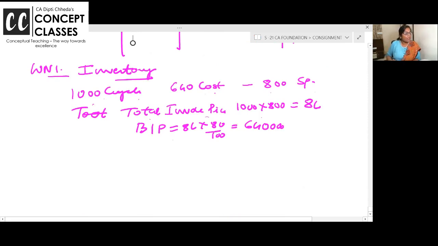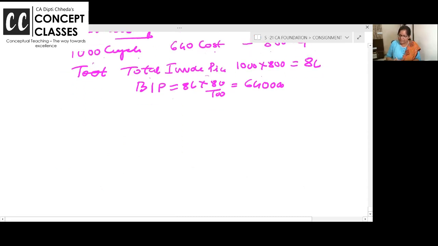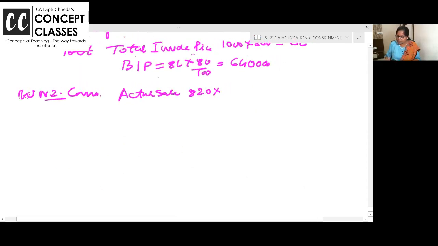Now, actually 820 cycles are sold at 930. Now we will do working note 2 for commission. Working note 2 for commission. Actual sales. 820 bicycles are sold. 820 bicycles are sold at 930. Please calculate. I'm reading everything. If you're writing with me, you will follow. 820 bicycles are sold at 930.